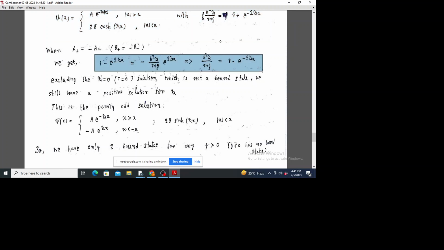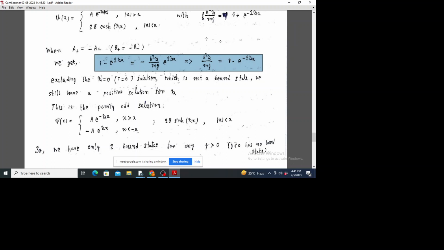Solve this, and you will get 2 kappas actually. One is kappa equal to 0 and another is kappa greater than 0. But kappa equal to 0 is not allowed, because that will correspond to E equal to 0. But E equal to 0 is not a bound state. So for a bound state we needed E less than 0. So kappa equal to 0 has to be excluded.